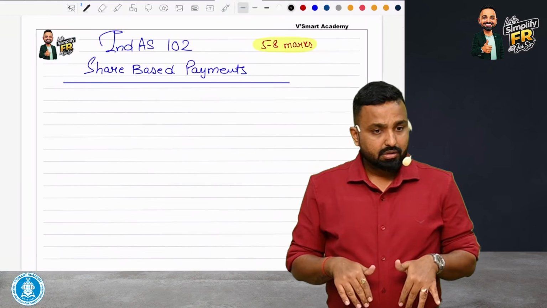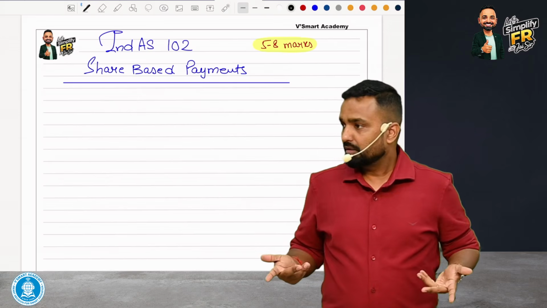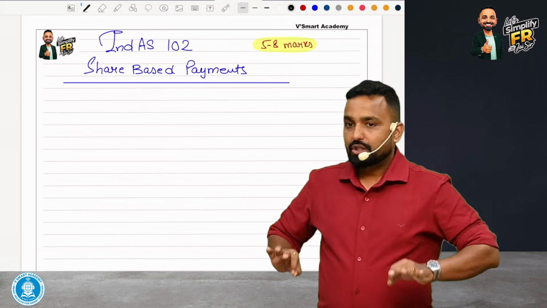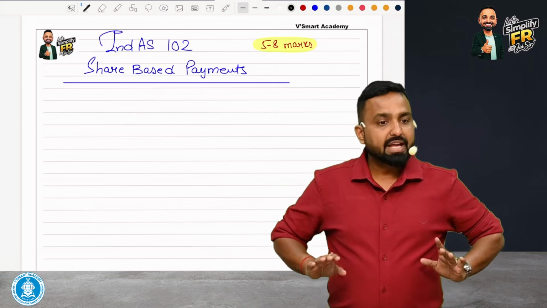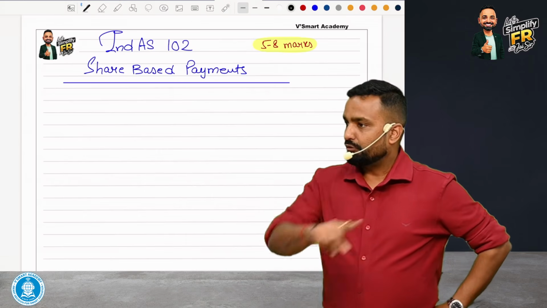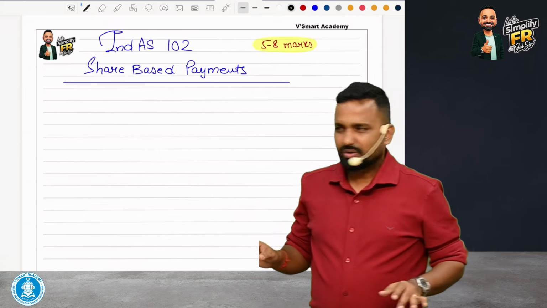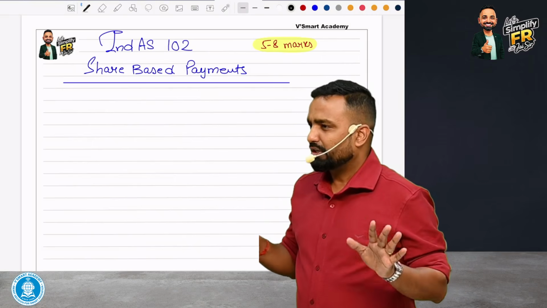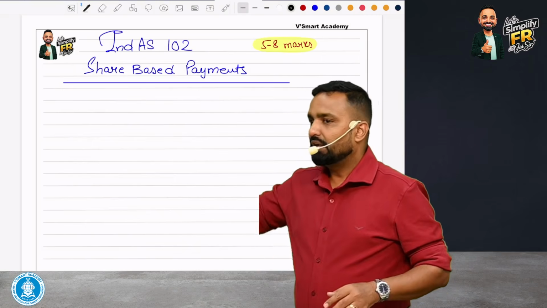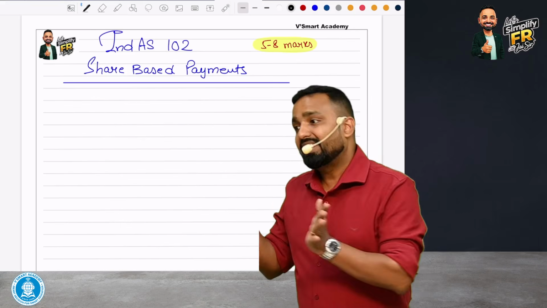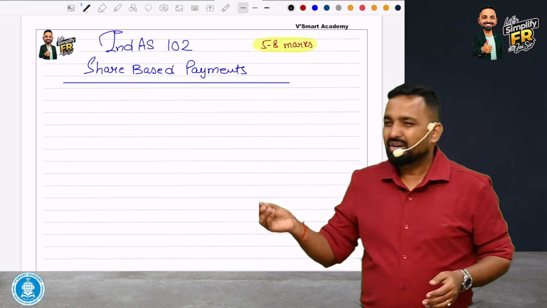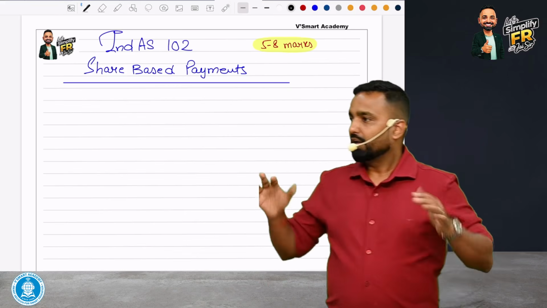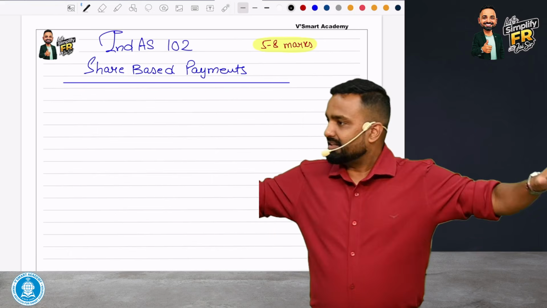Today, suppose today is 1st April 2026. Today, on 1st April 26, I announced ESOP for my employees. First of all, we will focus on employees' accounting only. We will focus on suppliers at the end of this chapter, because the supplier part is not that relevant. So today on 1st April 26, I announced ESOP.